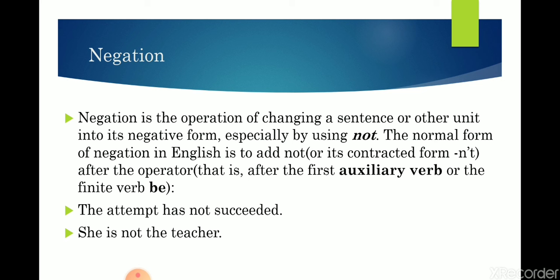Today we are going to talk about negation in English, which is the operation of changing a sentence or other unit into its negative form. So the process of negation is accomplished by changing the sentence or certain element within the sentence into the negative form. This process could be done in several ways, but the major one is by using not or its contracted form.